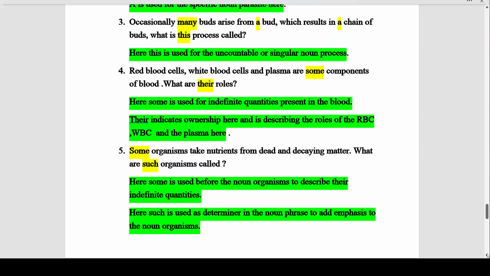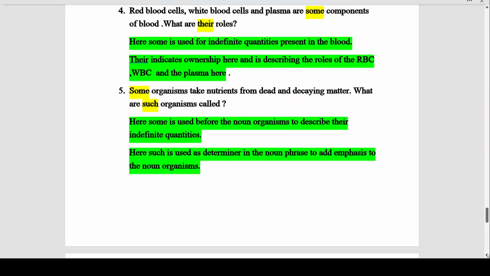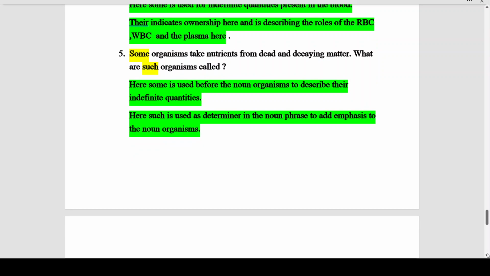What are such organisms called? In the first sentence, I said some organisms take nutrients from dead and decaying matter. In the second noun phrase, I am asking you what are such organisms called? That means we are talking about the noun organisms only over here. So, we come to the end of this chapter, determiners. I hope this chapter was clear to you, students.